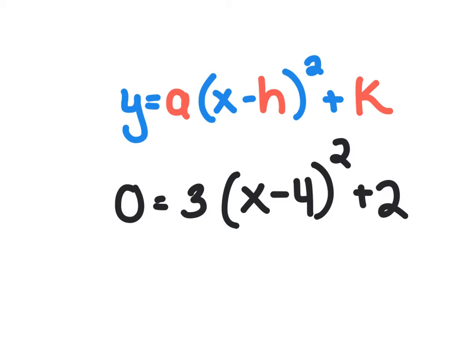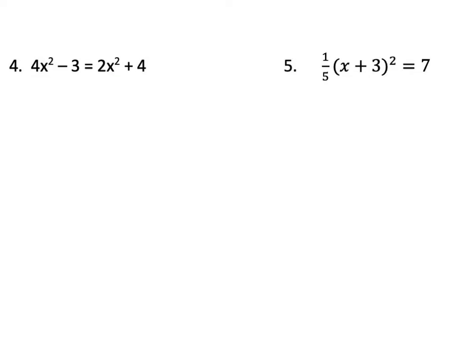You have a binomial raised to the second power. This is one that you can use the square root method on. So let's return to your note sheet and do a few examples. All right, I would like you to pause the video and try 4 on your own. Press play when you're ready to check your answer.